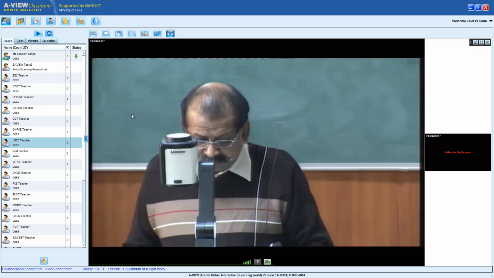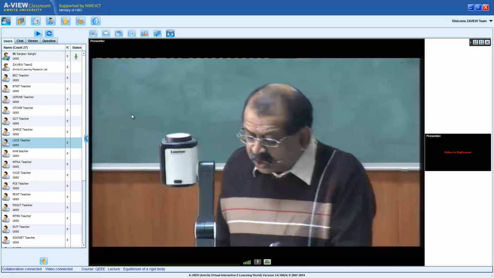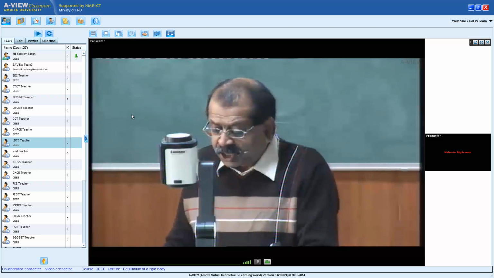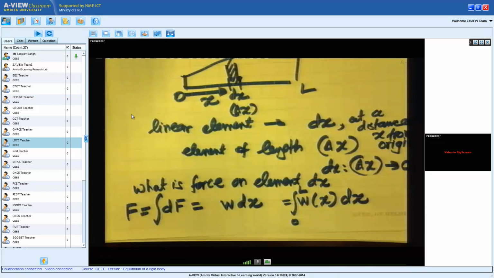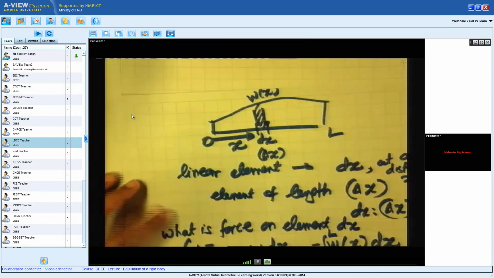So next, this is the total force which comes like this, and we know this force is in the minus y direction or the y direction, depending on where you choose y.